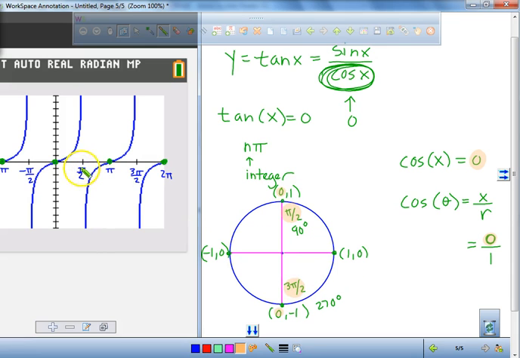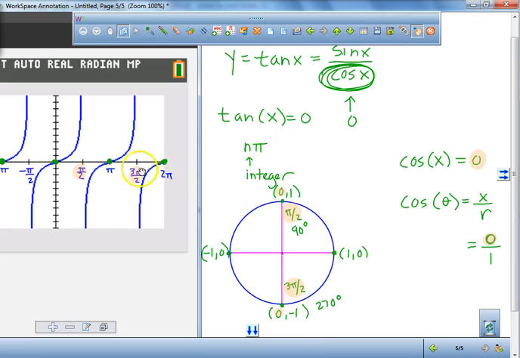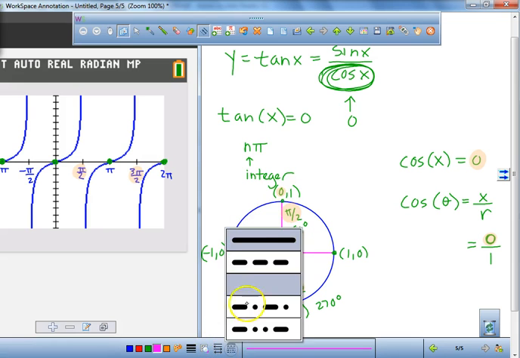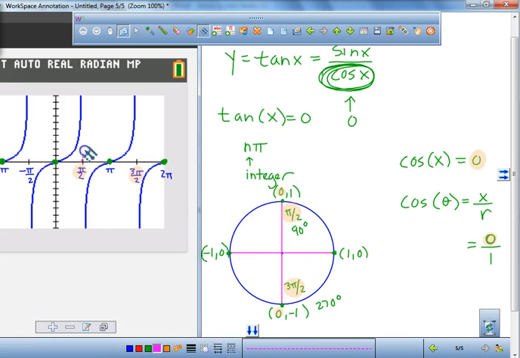Look where pi over 2 is right here. Look where 3 pi over 2 is right here. So what happens? Why does it look like this? Because this right here, everybody, is an asymptote. An asymptote is created. Try to draw a nice little asymptote going straight through there, if you can. Nope. Alright. Do the best.